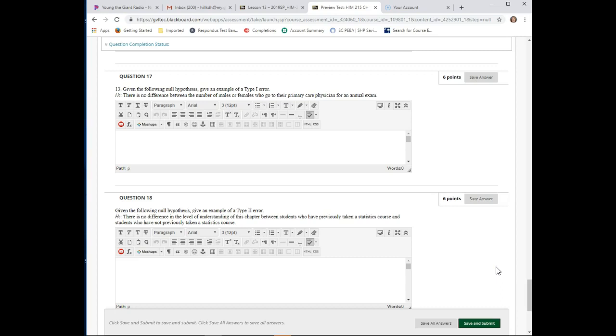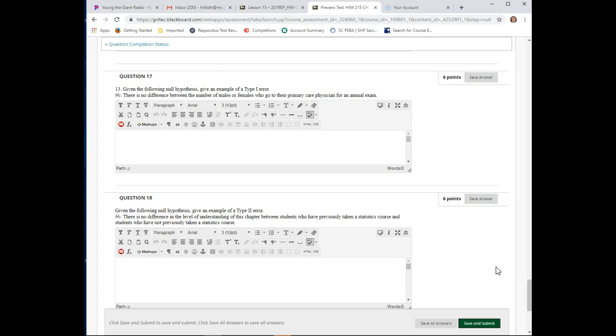Type 1 error would occur if the null hypothesis were rejected when in fact there is no difference between the number of men or women who go to their primary care physician for an annual exam. We know that there is a difference between the number of men and women who go to their primary care physician for an annual exam. Women typically go more, so that's why this is a type 1 error.